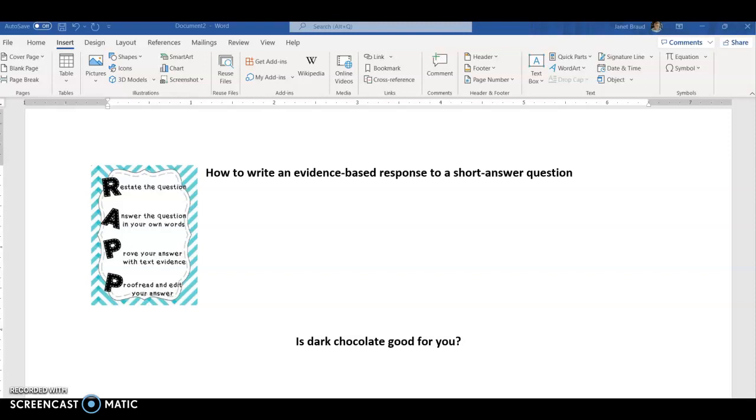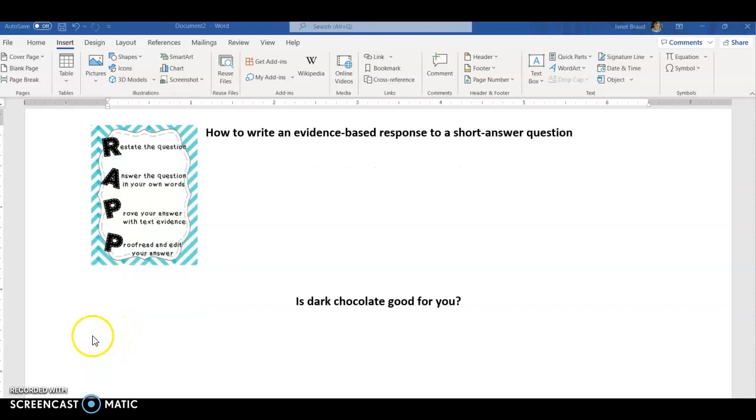So the strategy is to restate the question, answer the question in your own words, prove your answer with text evidence, and then proofread and edit your answer. That's just to check to make sure that you've included your text evidence, you've answered the question, you have sentences with capital letters and correct punctuation.